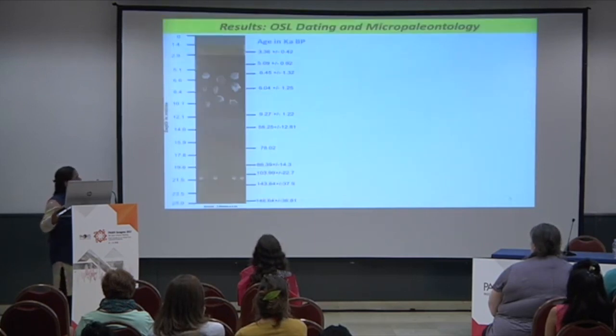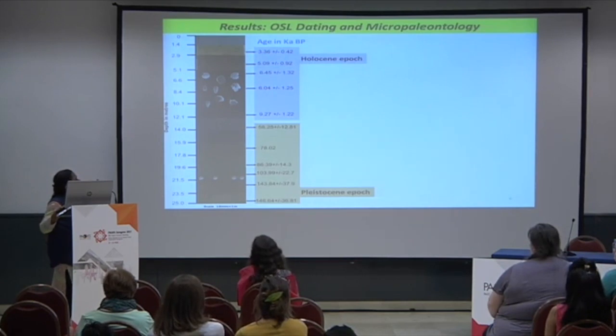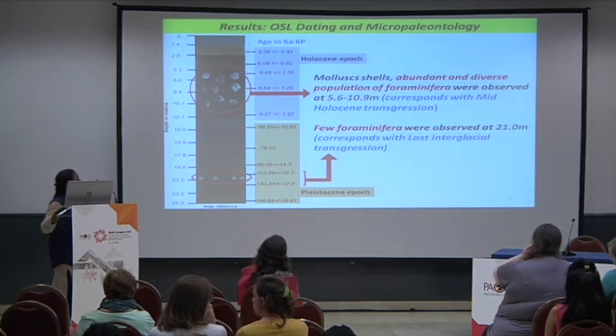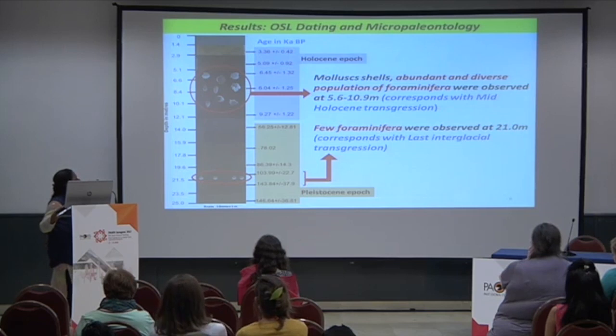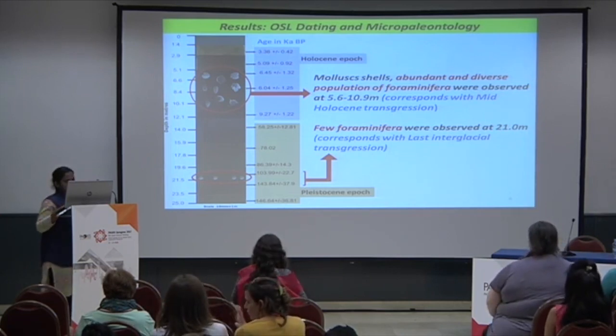So these are the results of OSL dating and micropaleontology. OSL dating of the sediment showed Holocene epoch till a depth of 11.9 meters, and from 12 to 25 meters depth it was Pleistocene epoch. Moving on to the foraminiferal data, at 21 meter depth there were only few foraminifera, which corresponded with the last interglacial transgression, whereas from 5.6 to 10.9 meters, molluscous shells and an abundant and diverse population of foraminifera were observed, which corresponded with the mid-Holocene transgression.